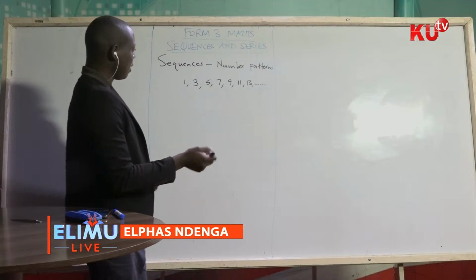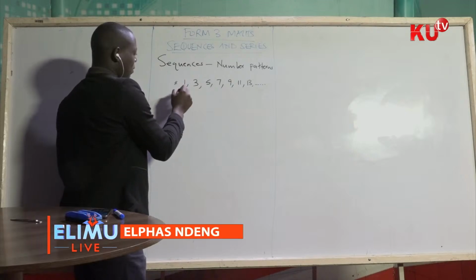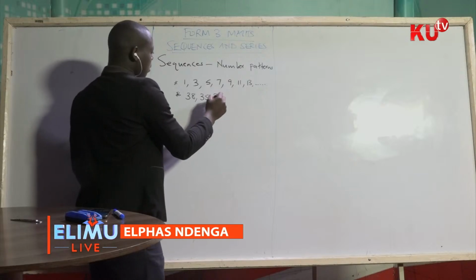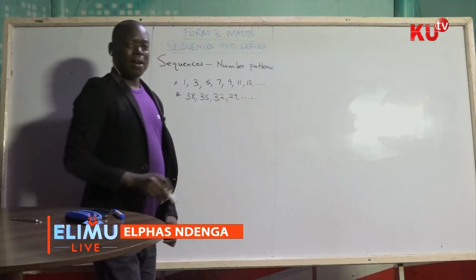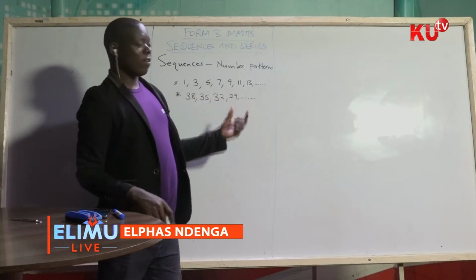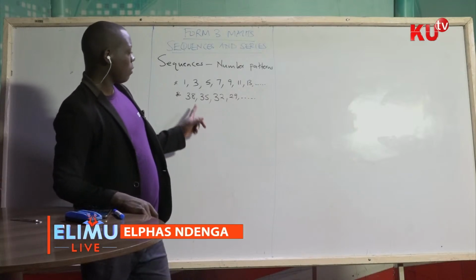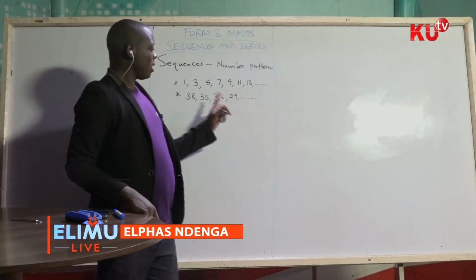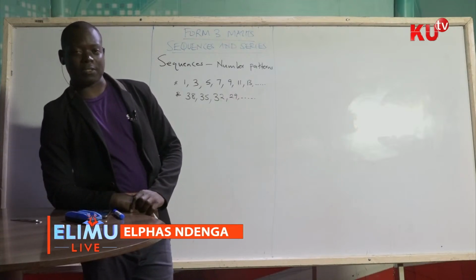We could have another one. The first was an increasing pattern. Someone will give you this kind of pattern: 38, 35, 32, 29. Then you are given a chance to identify the following numbers. If you have this kind of numbers, this will be a decreasing sequence. So you will be able to tell what is being subtracted to get the next number. This kind of arrangement of numbers, we refer to as sequences.